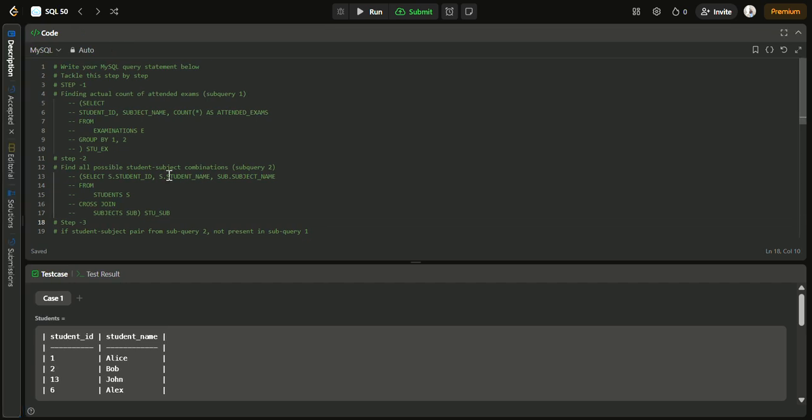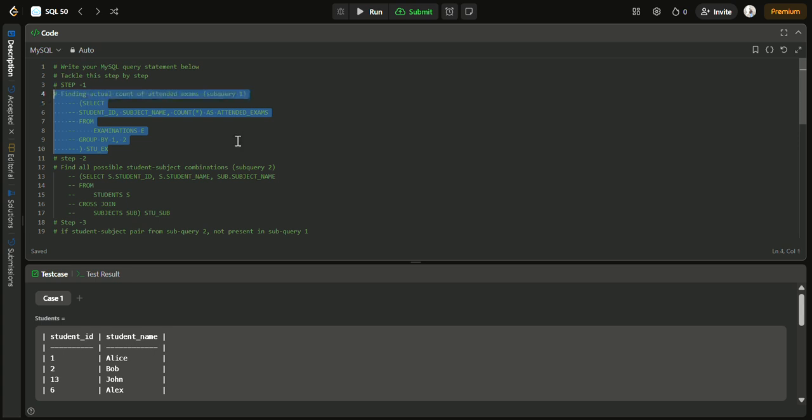Now moving on to the solution part. For the solution, I tackled this problem step by step. First, I looked at the number of attended exams for student ID, subject name. So that's what I was talking about. Here, if we take just the count of star, we will get the number of attended exams. This is for all the subjects and all the student combinations which are already existing in the exam table. Let me remind you that the students who did not take any exam or the students who did not take exams for particular subjects will not be here.